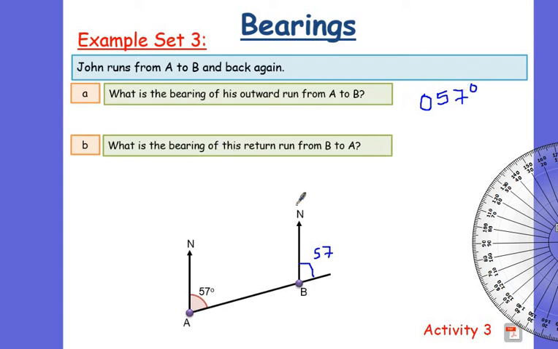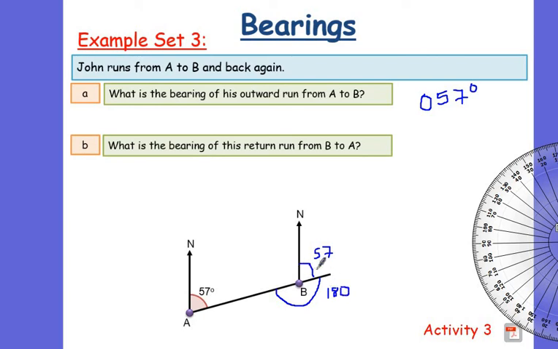What about the bearing of his return from B to A? So this time we're starting at B and we're running to A. We still need to work out the angle from north and we still need to go clockwise. Josh, what can you tell me about the angles on a straight line? 180, so we know this angle here is 180.